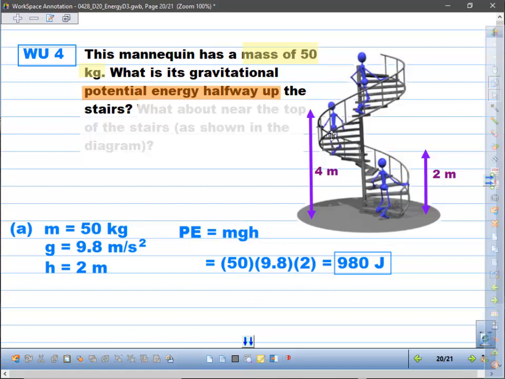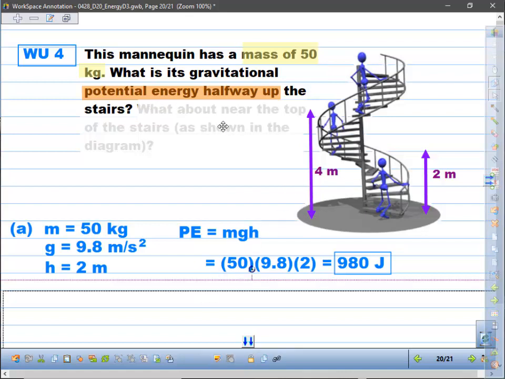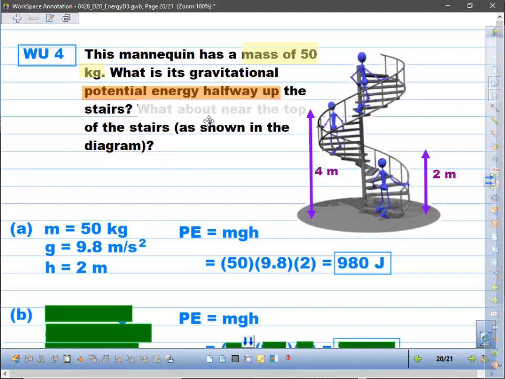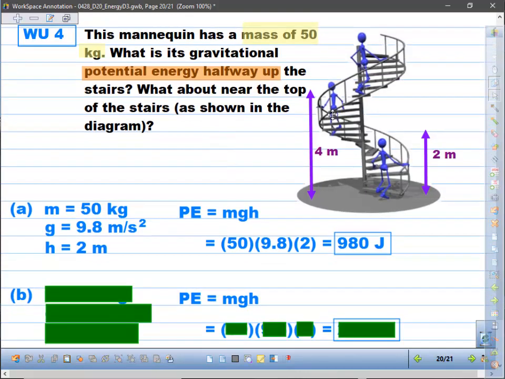So if the mannequin steps off the stairs here, he'll fall, and then when he hits the ground, 980 joules of energy, mostly in the form of work done to the mannequin when the mannequin hits the ground, and maybe some sound. So what about near the top of the stairs? What's the potential energy going to be of the mannequin when it's standing at the top of the stairs?